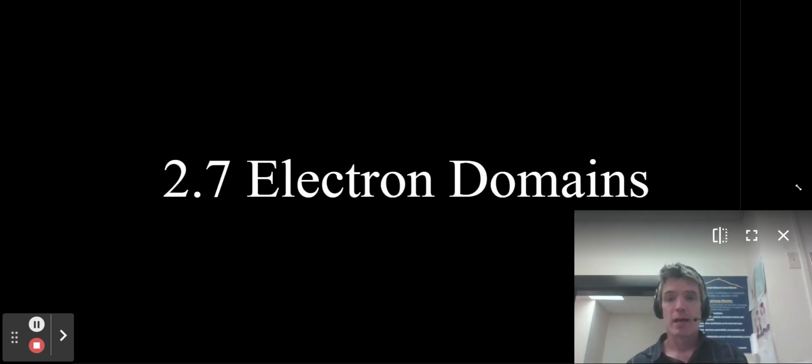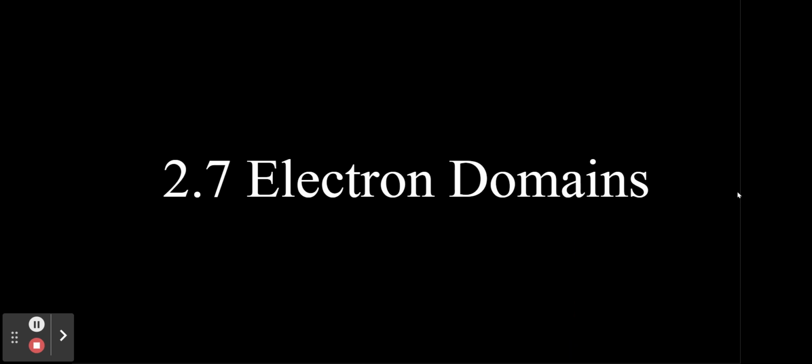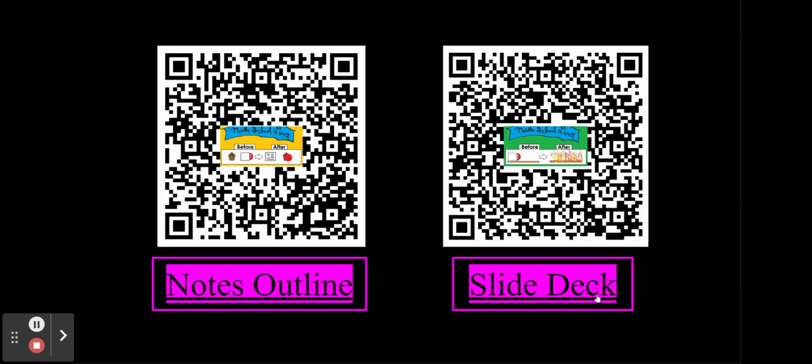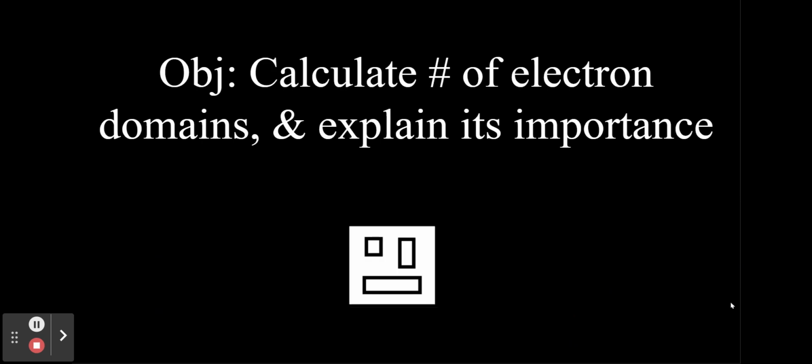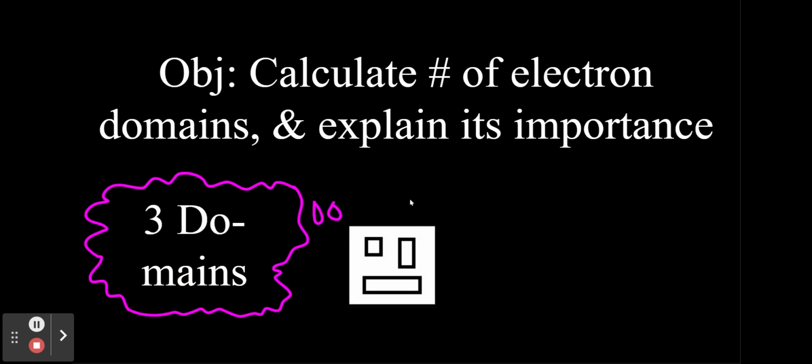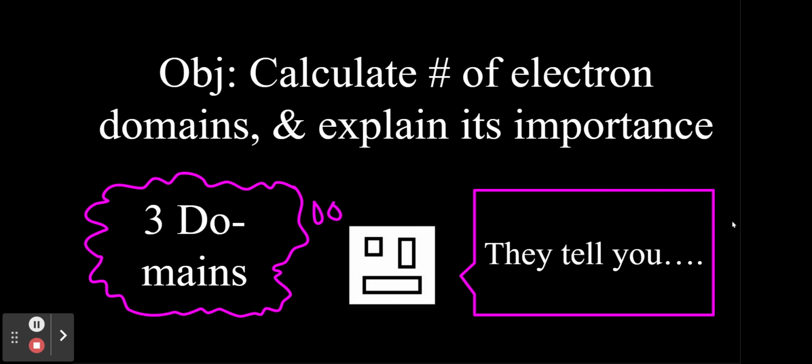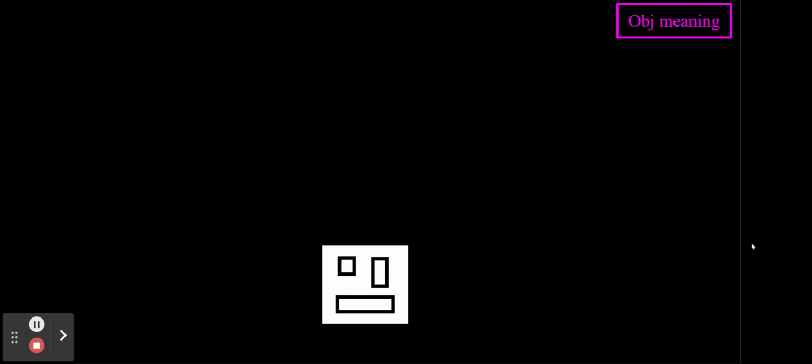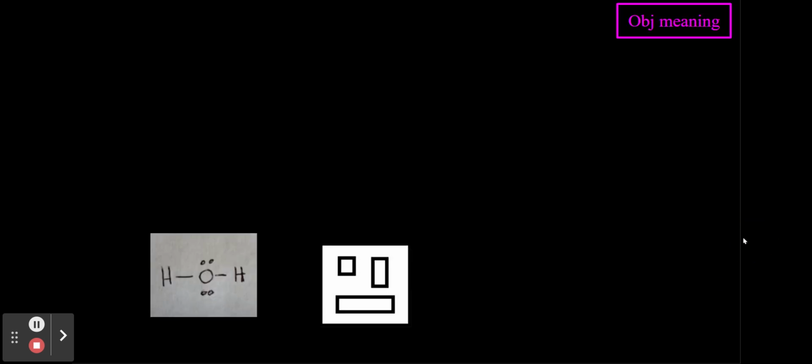So here's our topic, electron domains, out of Unit 2. Here are some QR codes or buttons, hopefully, for you to use. And by calculate, you're going to need to do the number to explain why it is important. All right. Now, this is what eventually you're going to be able to do.